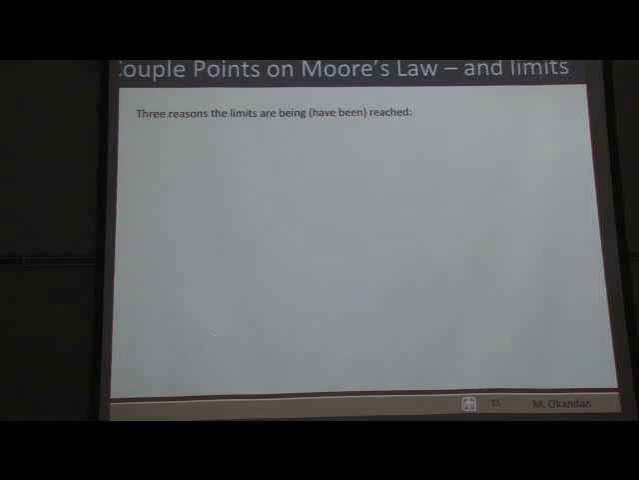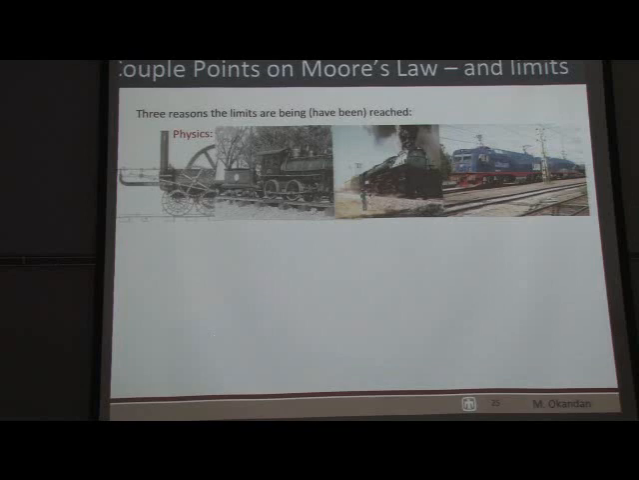But it is on the verge of saturating. It actually has saturated at least 3 times. And right now we're at the point we might not be able to push it any further. And the reason, there are 3 reasons for those limits, and I'll just give very brief descriptions of what they are. One is physics.